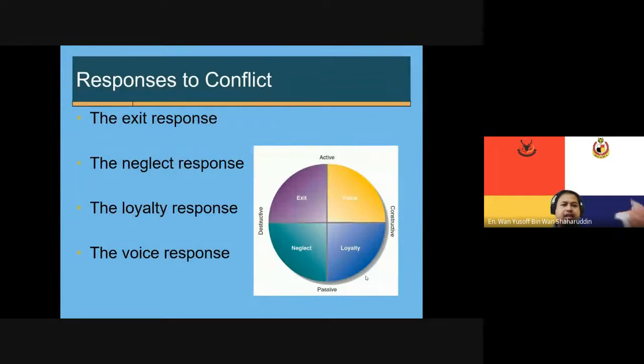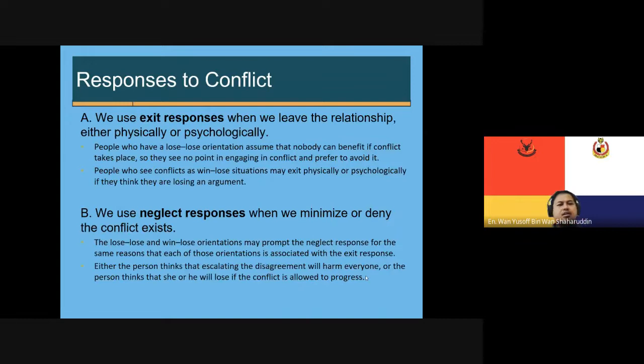All right, so there are four responses to conflict, and this one is asked in your assignment too. The exit response, neglect response, loyalty response, and also the voice response. For the first one, we use exit responses when we leave the relationship either physically or psychologically.